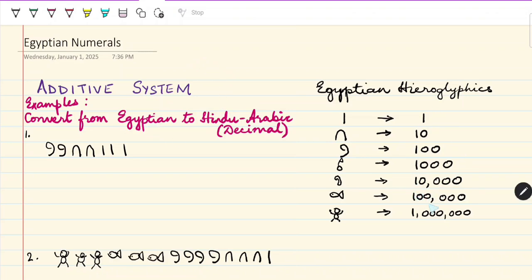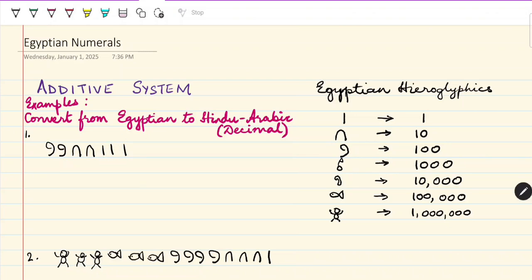So it's not only using these values, but we will also use the rule of adding the values to come up with the Hindu Arabic, or the decimal equivalent of an Egyptian numeral. All right. So I have an example here to work on. So we have a series of numerals put together here. We have 2 coiled ropes followed by 2 arches, and then 3 vertical staffs, right?